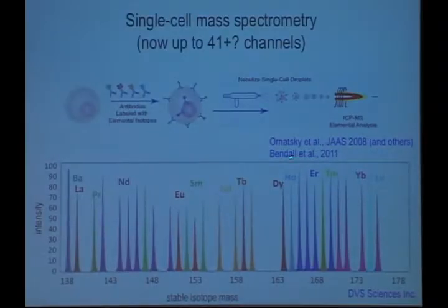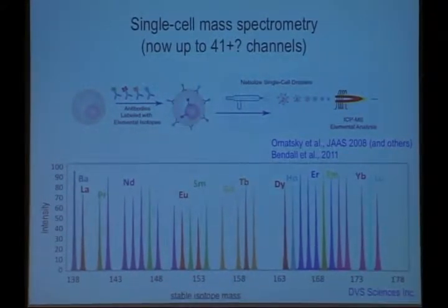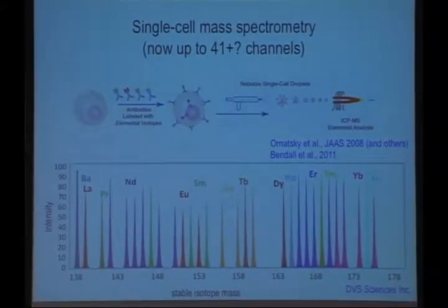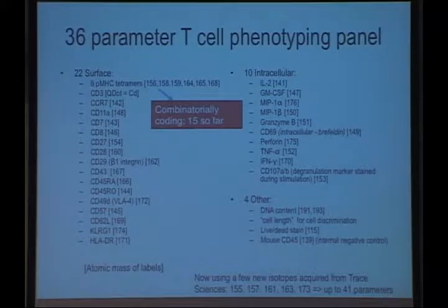Again, just to illustrate the problem: now we're up to about 40-ish channels, so for each cell we get 40 parameters of information. How can we comprehend this 40-dimensional space? And of course, I don't need to introduce how this is happening. You've seen that many times.